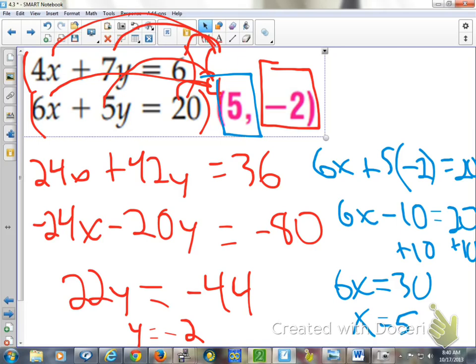Yes, a coordinate pair, yes you do. 5 comma negative 2. I guess I don't care on your homework, but your test is going to be in an ordered pair.